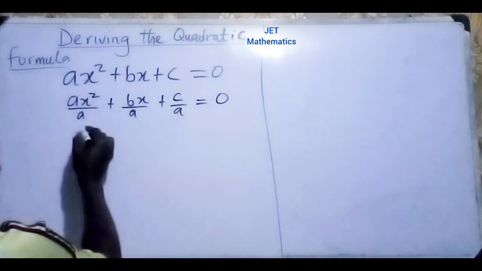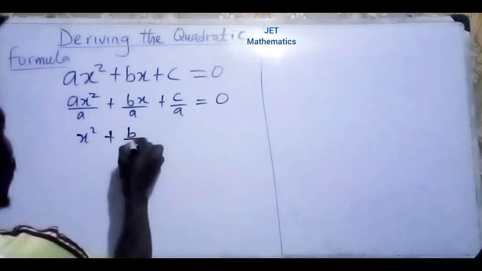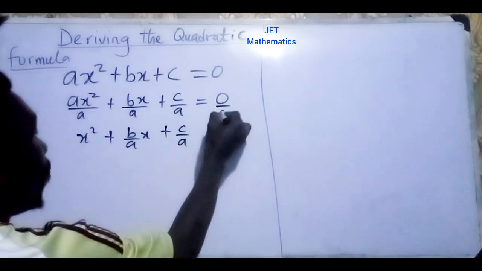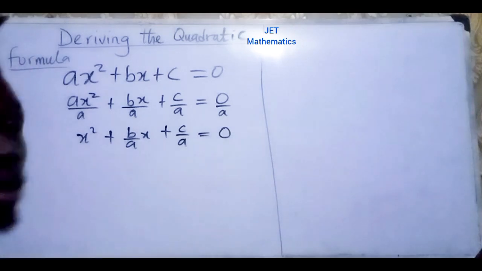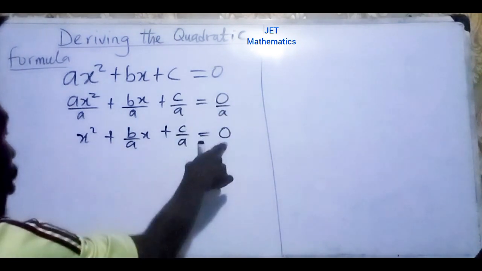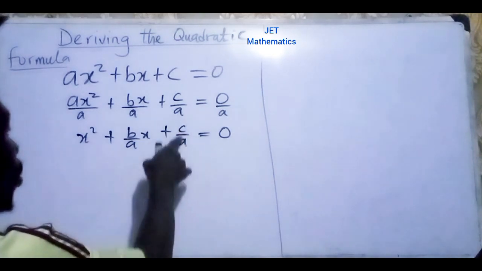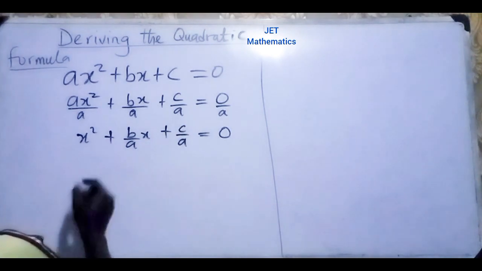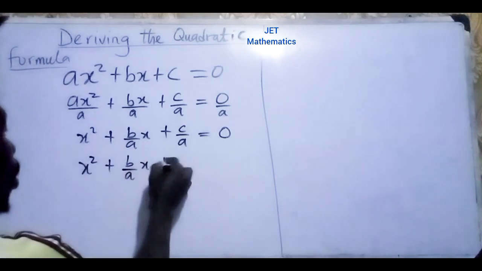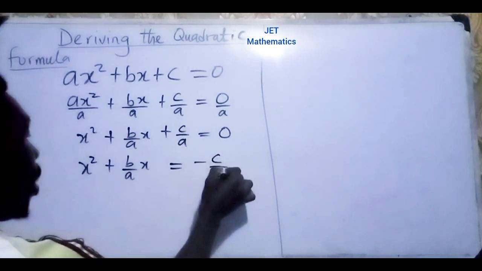When you do this, you have x squared, as a cancels out with a, plus b over a x plus c over a. Remember here also, the right side is divided by a, so 0 divided by a gives us 0. Then the next thing we do is take this constant term to the right hand side. So we have x squared plus b over a x equals minus c over a.